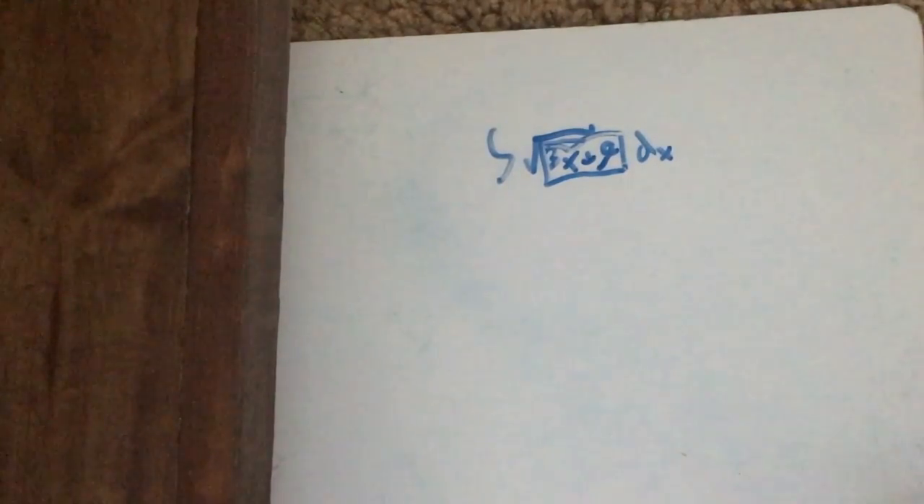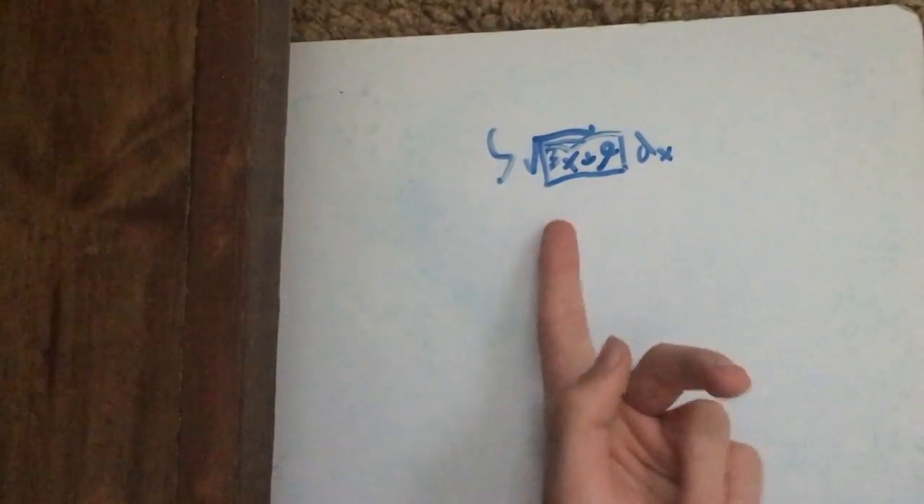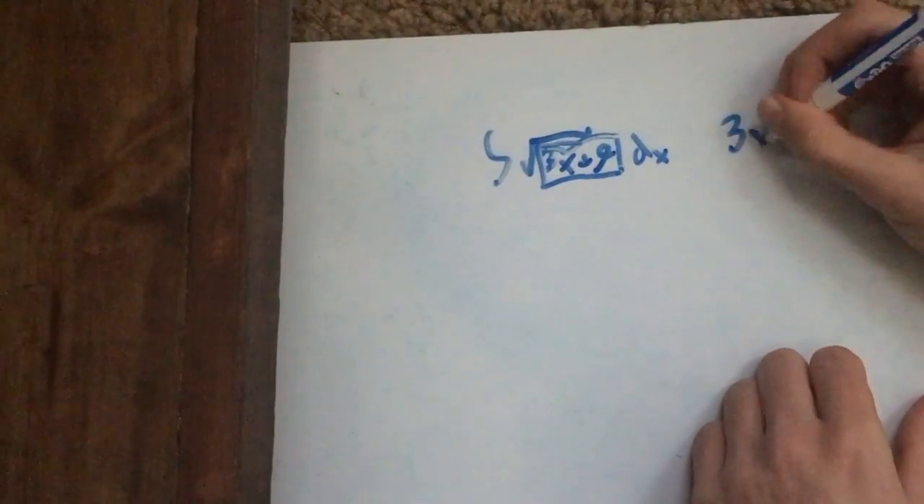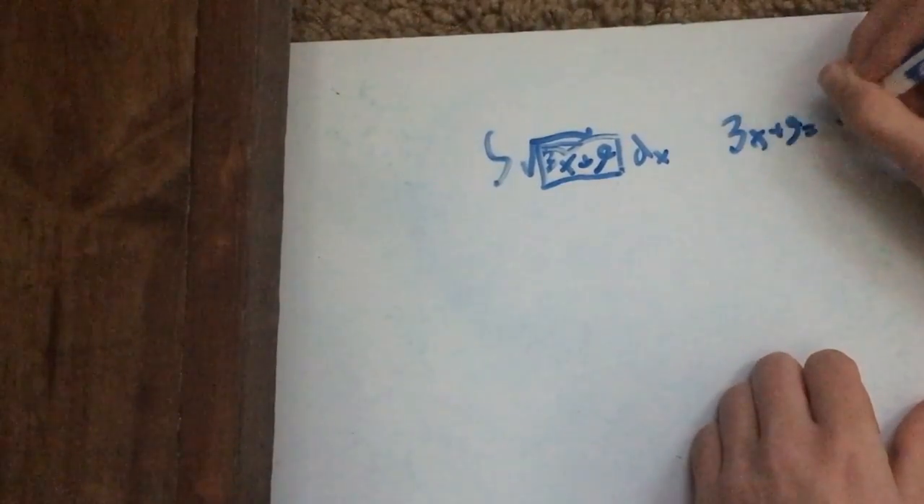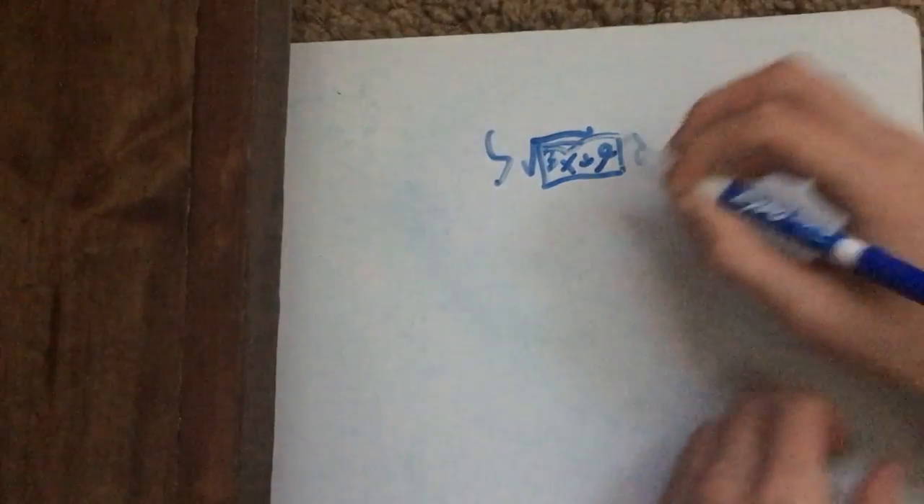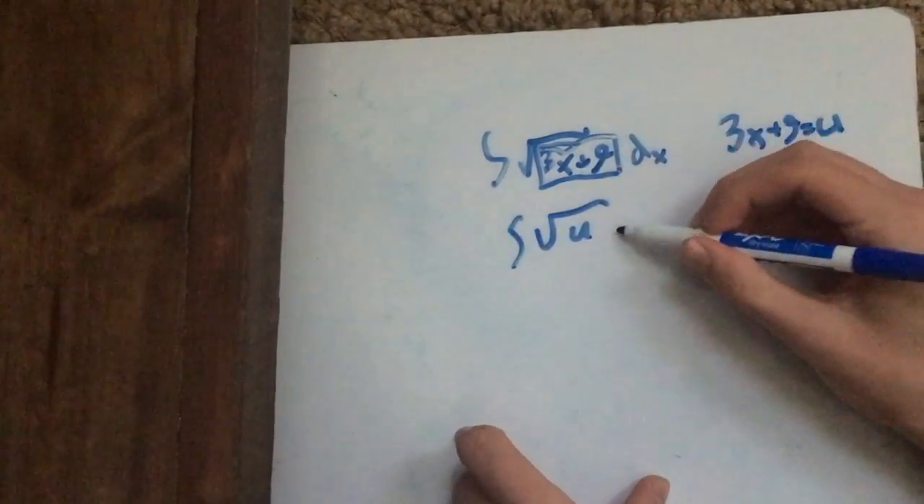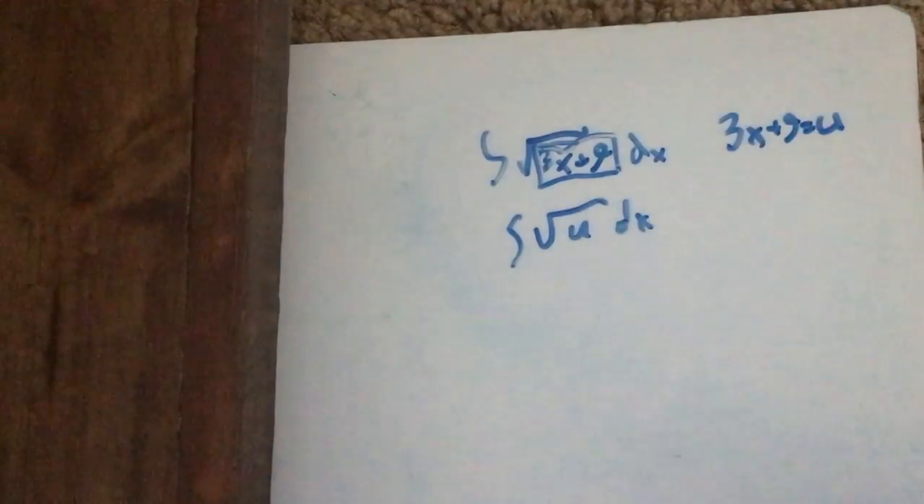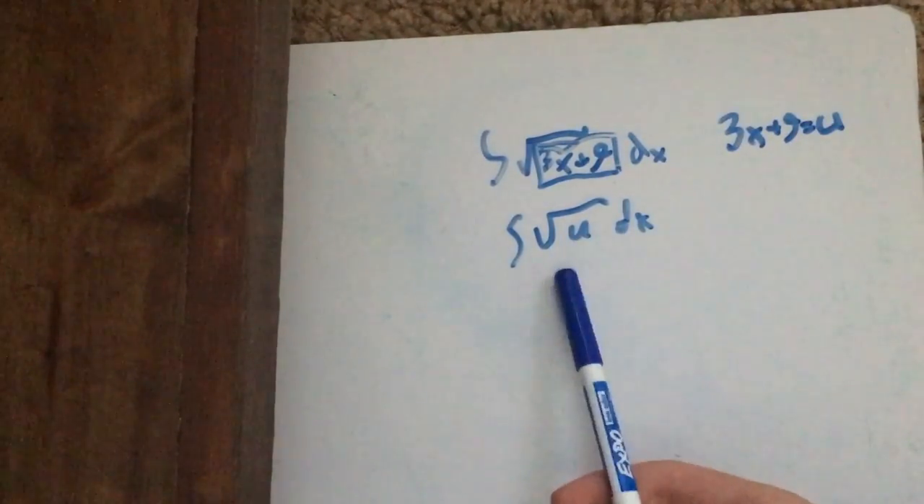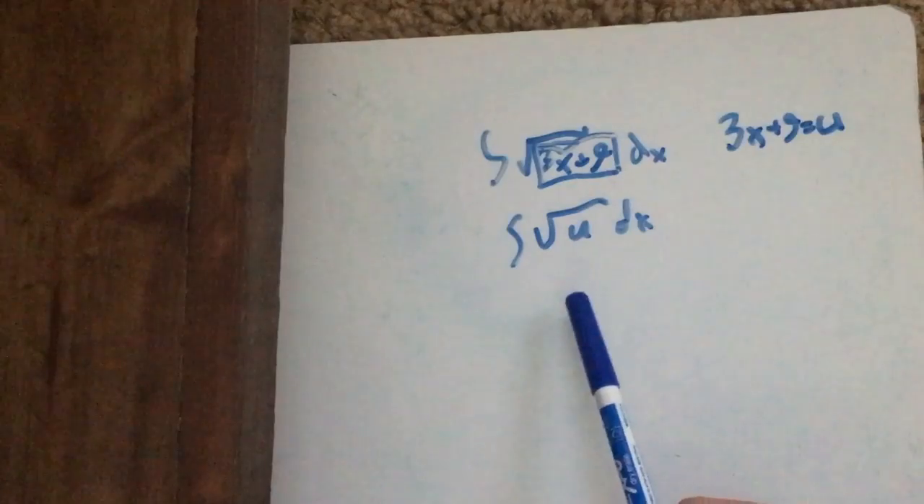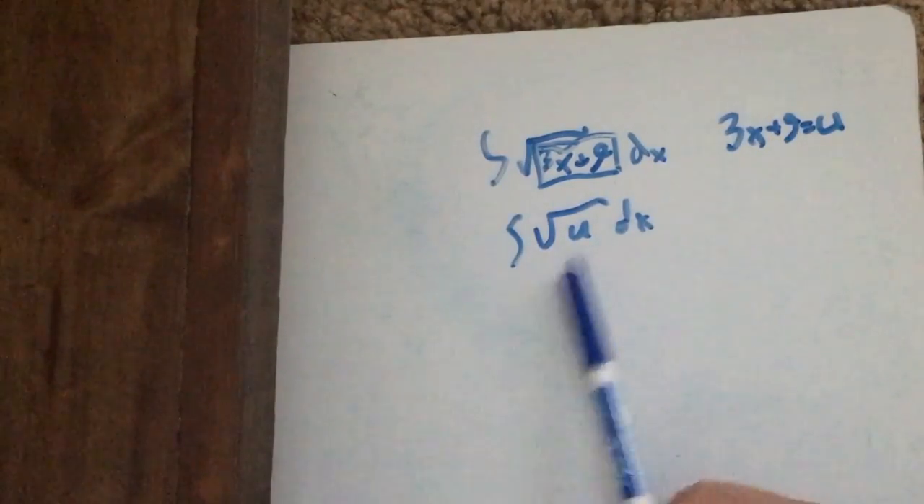But I think the best way to show how this works is with an example. So let's try solving this one. 3x plus 9 is equal to u. That's what our u is going to be equal to in this problem. So then we do that, and then, well, look, isn't that much nicer? So why don't we just go ahead and solve it right now? And the answer is because we can't.